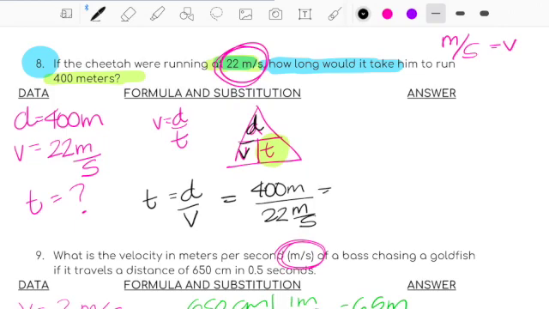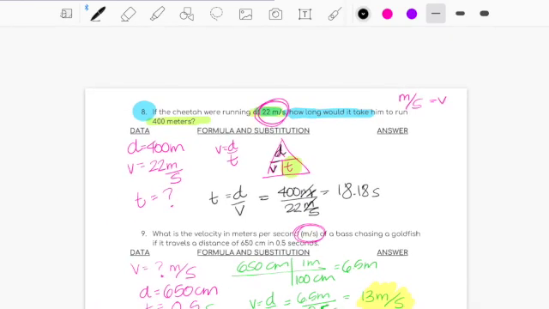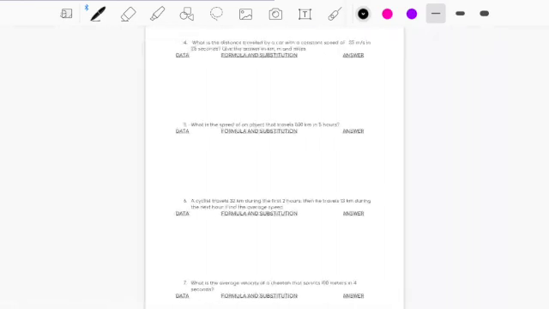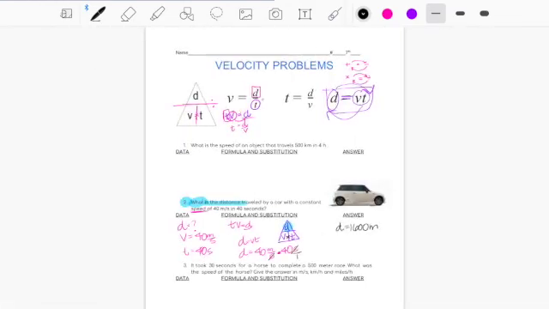So you have 400 divided by 22, 18.18. Now, we cancel meters with meters because we have one at the top and one at the bottom, and your answer will be in seconds, okay? Because this m, it's like being over 1, like a whole number. And now we're missing to find a velocity, right?